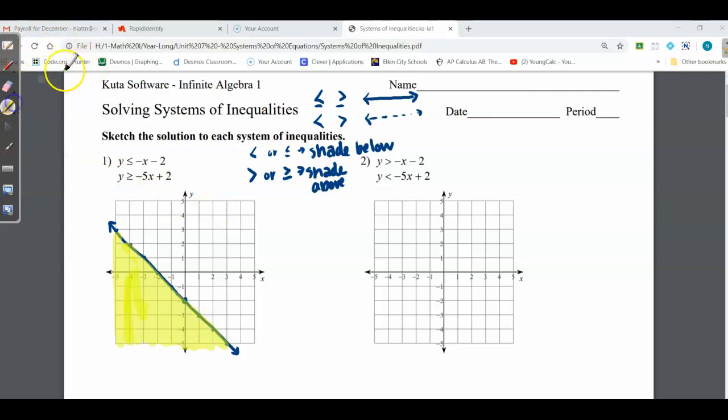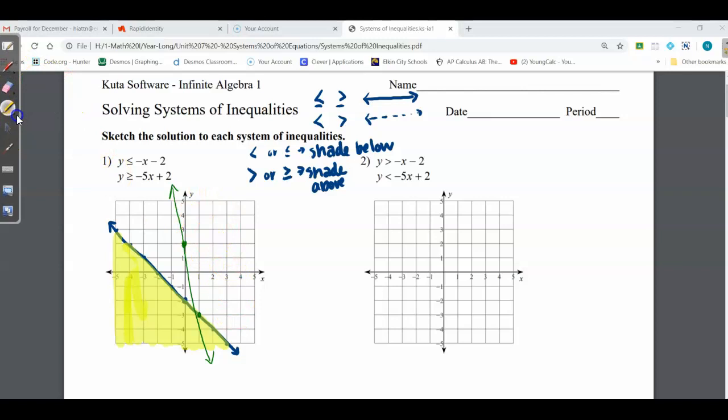Let me switch colors here. Let's use green for the second line. For the second line, I've got a y-intercept at 2 and a slope of negative 5, so I'll go down 1, 2, 3, 4, 5 over 1, and I'll get a line that looks like this. Sometimes it's hard to decide below or above when you have a really steep line, but on the y-axis, right here's above, so that's this side, and right here's below, so that's this side. We've got greater than or equal to, so we're going to shade above the line.